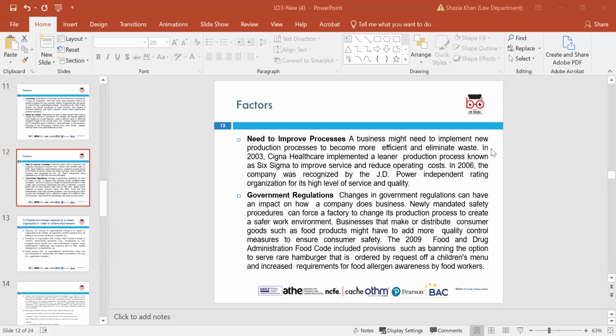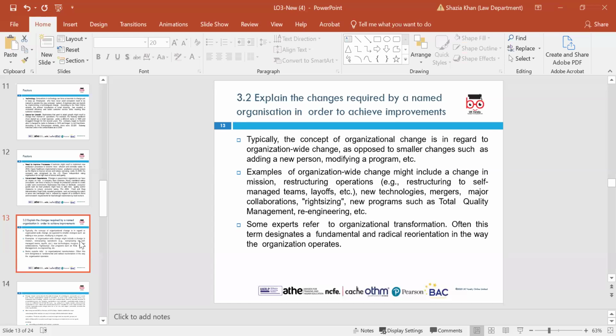So now we're going to look at 3.2, which looks at explaining the changes required by a named organization in order to achieve improvements. Typically, the concept of organizational change refers to an organization-wide range of smaller changes, such as adding a new person or modifying a program.